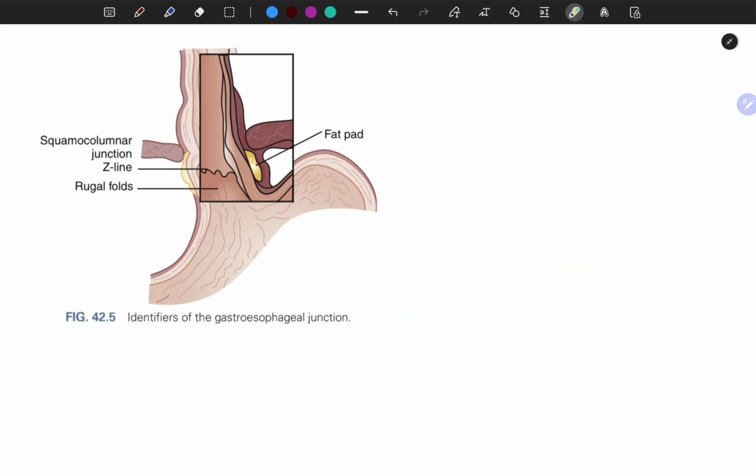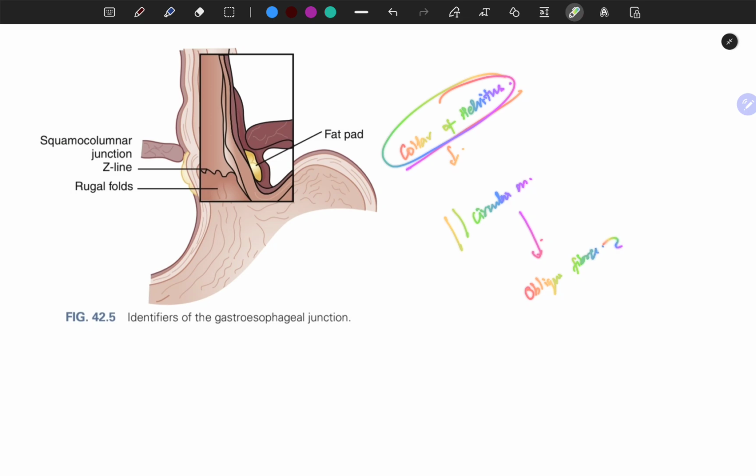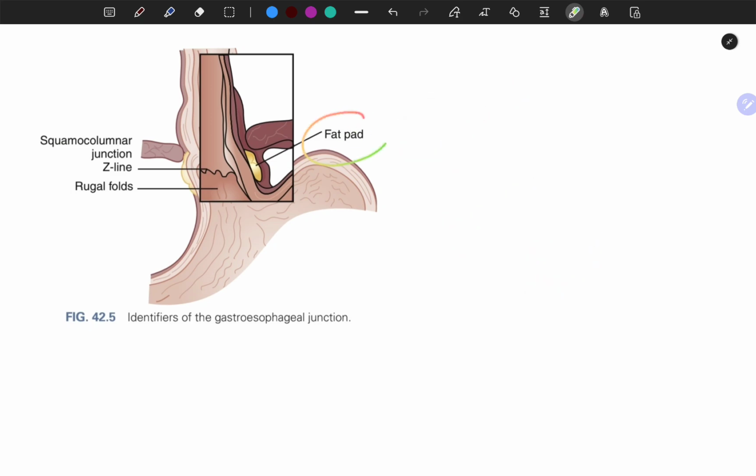Another point is what is externally called the collar of Helvetius. The collar of Helvetius is the circular muscle fibers of the esophagus which join the oblique fibers of the stomach, along with the gastroesophageal fat pad. So these are consistent identifiers of the gastroesophageal junction.